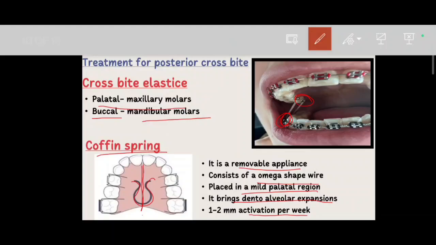In the image you can see an omega shaped spring which is attached in the palate. When activated it expands the arch slowly. So is coffin spring removable or fixed? It is removable.